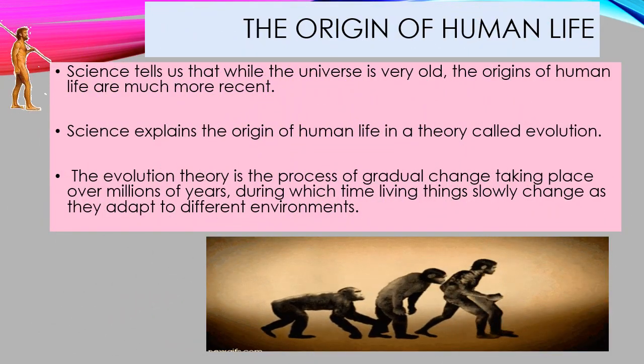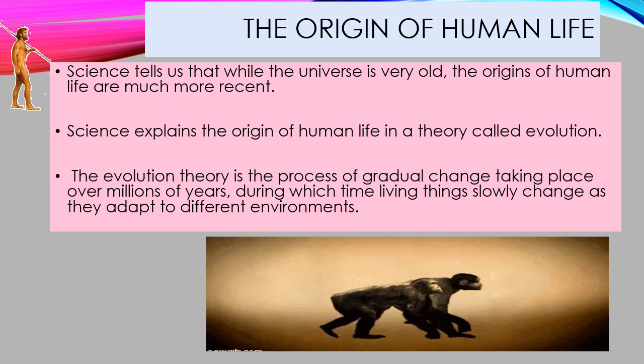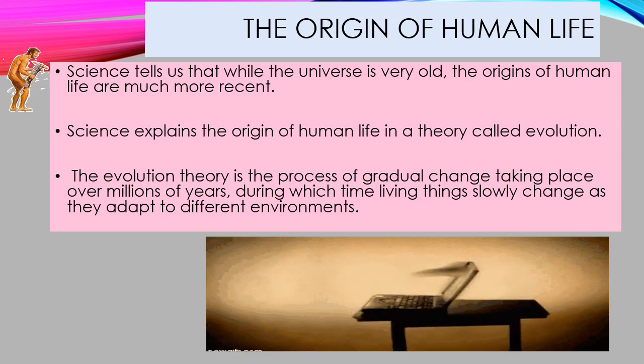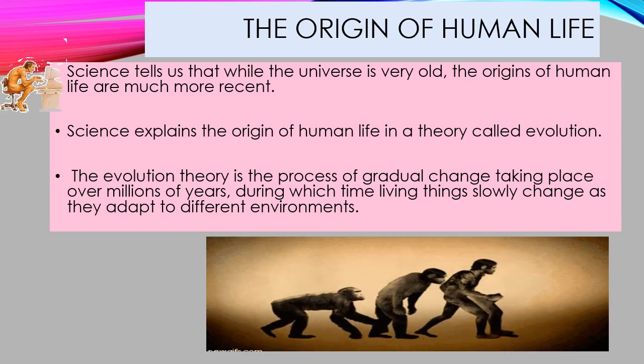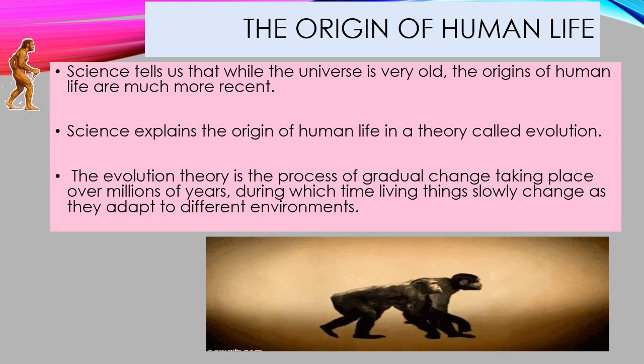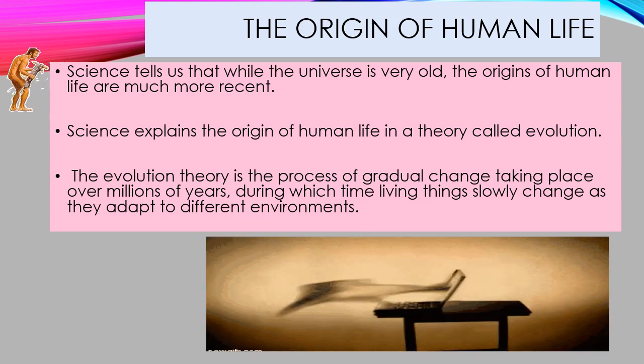The origin of human life. Now, scientists came up with a theory for how they believe the universe got here. They also came up with a theory of how they believe human beings got here. This theory is called evolution theory. Evolution in itself means a gradual change.